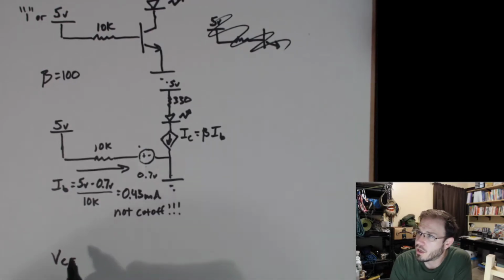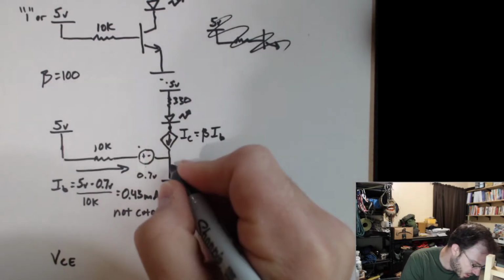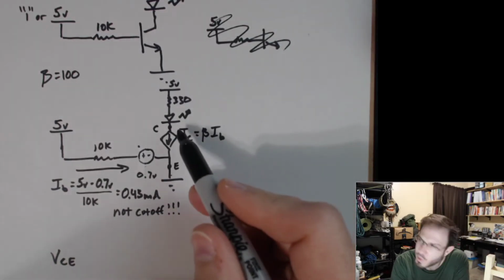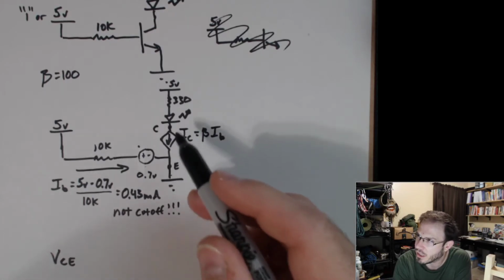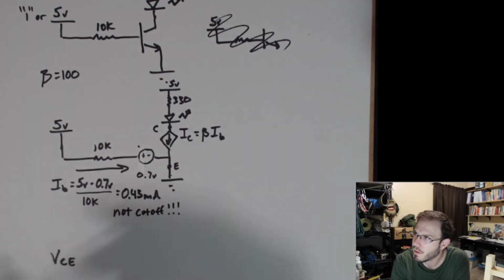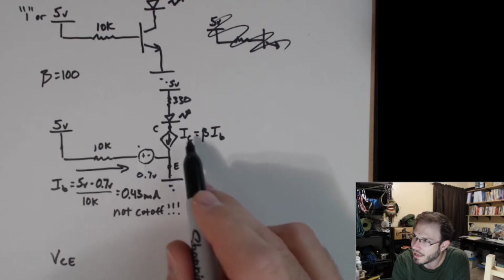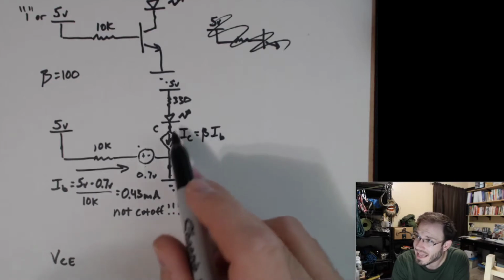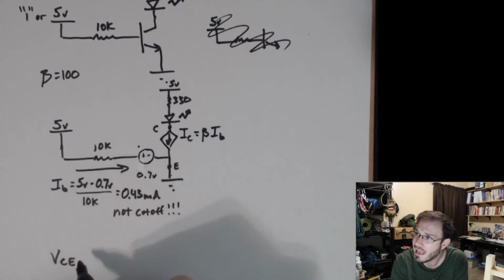Now, in order to solve for the voltage between the collector and the emitter, remember the collector's right here, and the emitter's right there. So we're looking for the voltage drop across the collector and emitter of this transistor. In order to do that, we're assuming that linear mode is what it's operating in, and we're looking at IC equals beta times IB. That's going to give us our collector current. So let's solve for our collector current first so that we can use that to determine our collector emitter voltage.